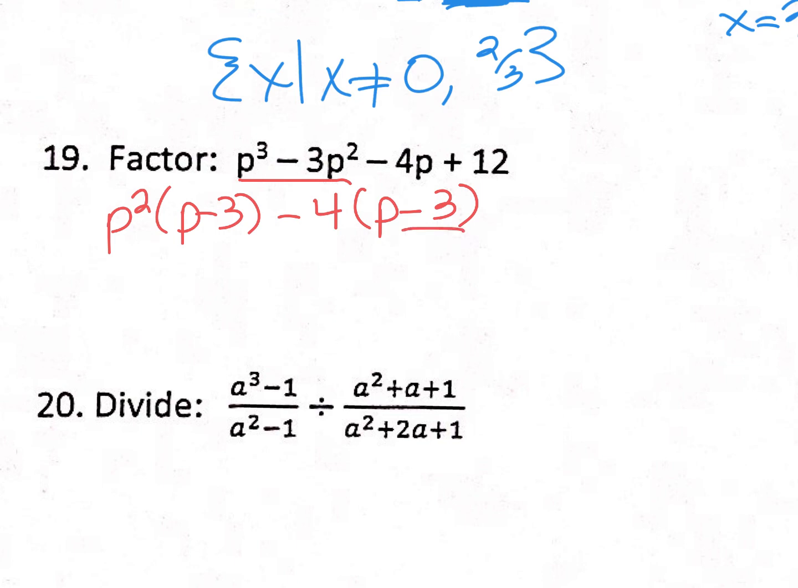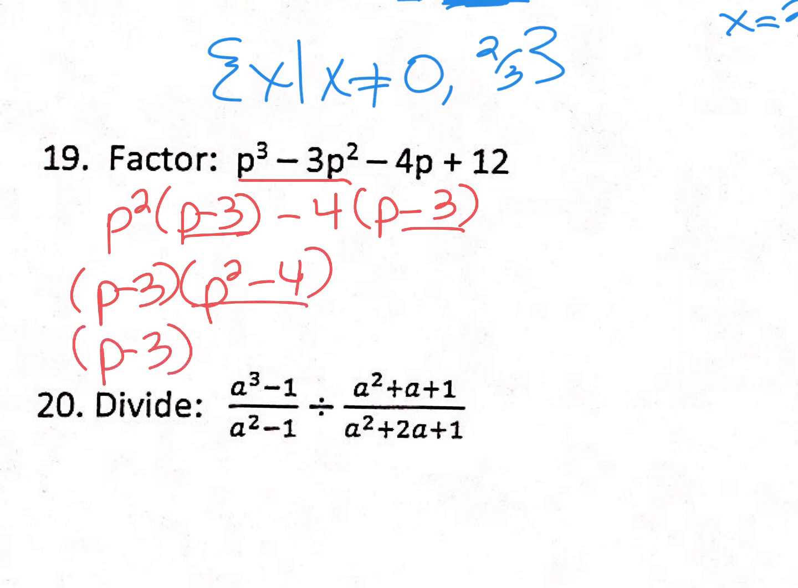Okay, now they both have p minus 3s. So I'll factor out the p minus 3. That leaves me with a p squared and a minus 4, and I would be done, except you can still factor some more. P squared minus 4, that's a difference of squares. You can go p plus 2, p minus 2. Now you've factored it completely, and you're donezo.